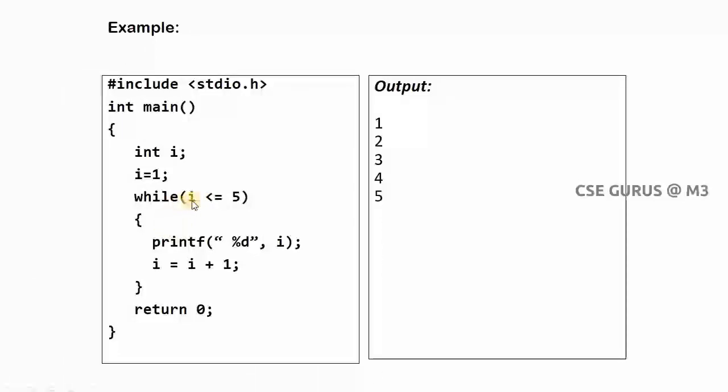Now what is the next i value? 6. Is 6 <= 5? False. False means the while condition value is 0. While of 0 means it comes out of the while. That is the thing you can write.